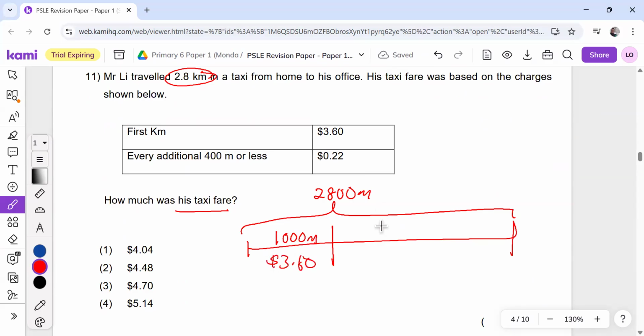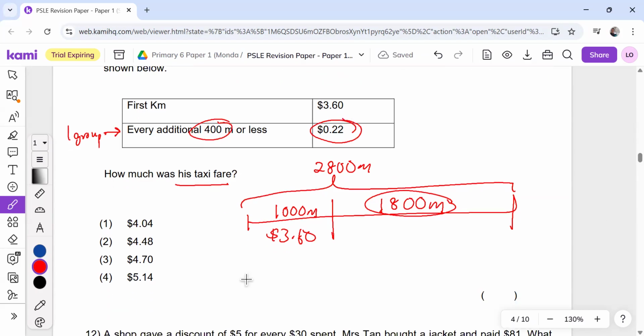And then you got the leftover distance. What is the remainder distance? 1,800 meters. And this is the lesson here. How are you going to find how much this is? Go and find how many groups. How many groups? Okay, one group is 400 meters. One group is 22 cents. So you take 1,800, go and divide by 400. Well, no calculator, so you can cancel the zero. Okay, you can cancel the zero.